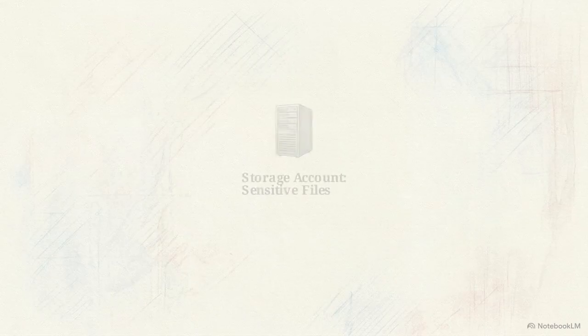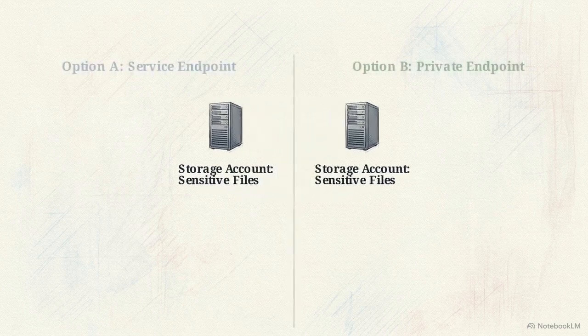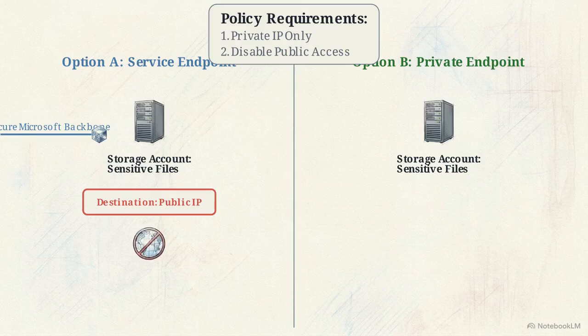This split-screen diagram highlights a classic network security trap. We have a storage account containing sensitive files. The prompt explicitly demands it be reachable only through a private IP address, and that public network access is disabled. A service endpoint will route your traffic over the secure Microsoft backbone. That sounds good, but the storage account is still ultimately reached through its public IP address.